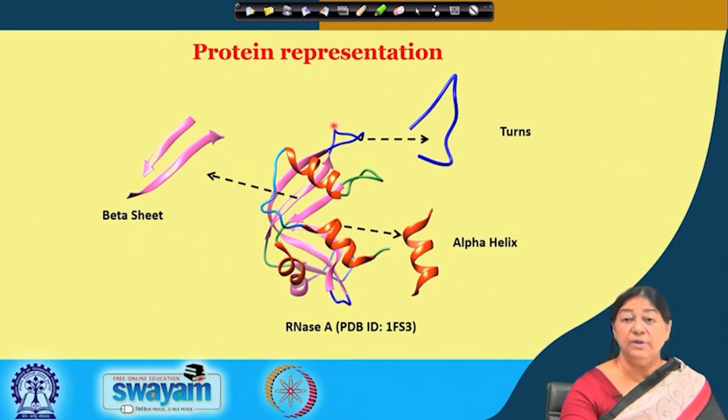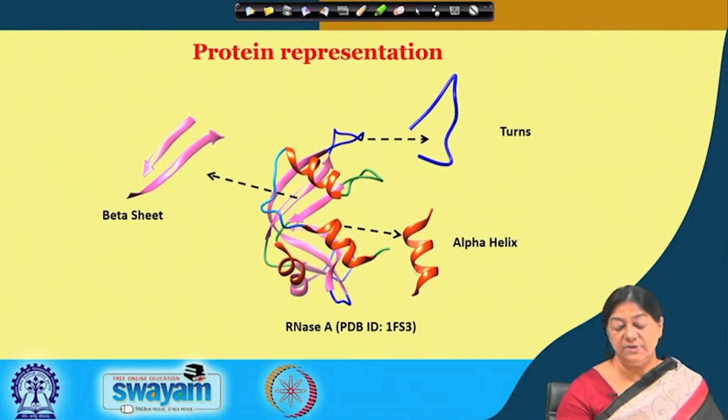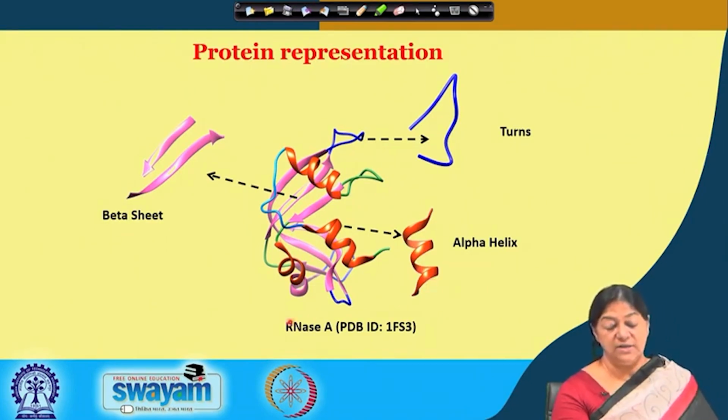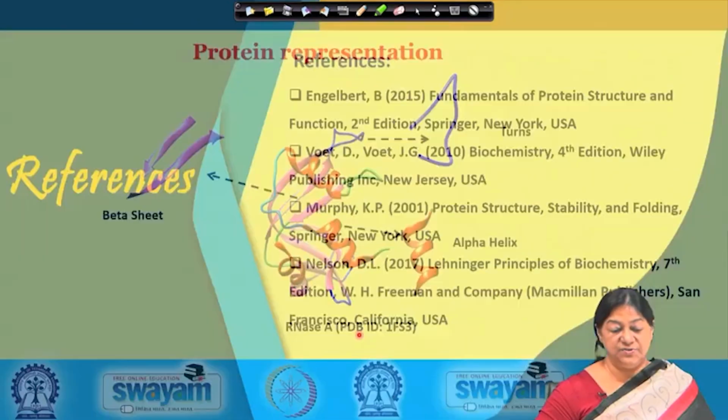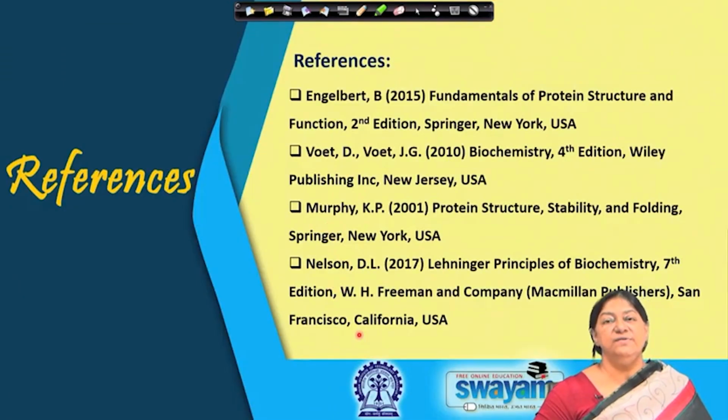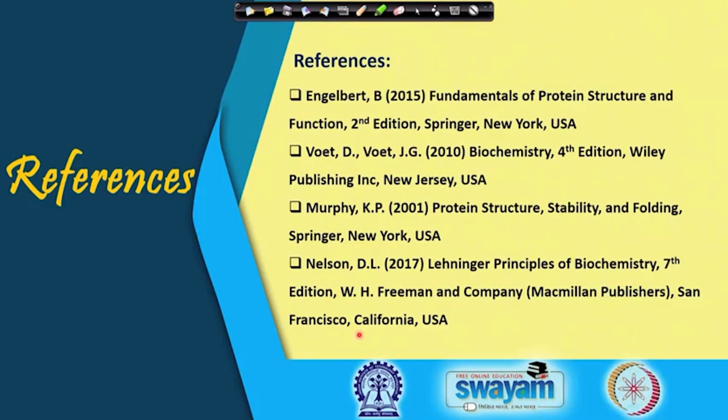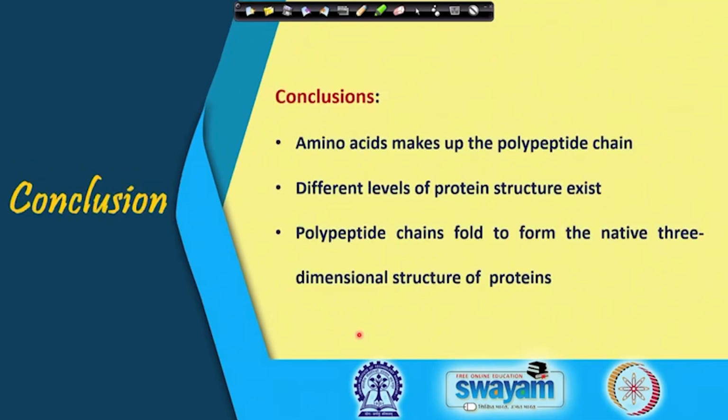So, if we look finally at a protein representation, the beta sheet represented like for this part, the turns that actually form the linkers to the beta sheets, and the alpha helix represented like this. This gives us a complete protein structure, which is ribonuclease A, which has a specific protein data bank identifier 1FS3. The references that we have considered here are specific books that will have the basics of protein structure, and their stability and their folding is something that we will continue in our next lecture.